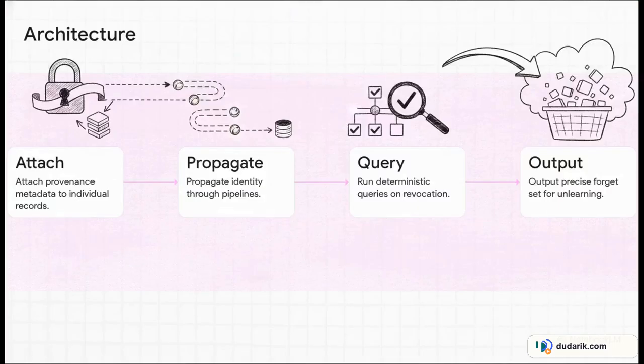Which brings us to Section 3, how OriginBlame works, tracking identity through pipelines. Let's see how this builds step by step inside the architecture for just a single record. First, instead of treating datasets as big blobs, OriginBlame attaches provenance metadata to individual records right at ingestion. Second, it propagates that very specific identity through every single stage of your processing pipeline. Third, when a revocation request finally arrives, it runs deterministic queries. And fourth, it outputs the exact, precise forget set ready to be consumed by your existing unlearning algorithms.